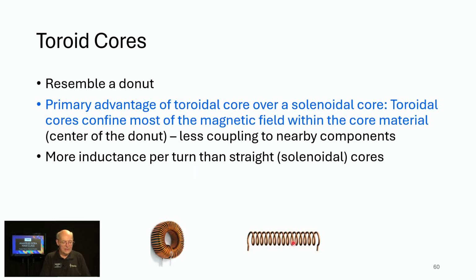So toroids. Here we've got the solenoidal form on the bottom, and a toroid, a donut. The primary advantage of a toroidal core over a solenoidal one is that it concentrates the magnetic field within the core material, so it doesn't radiate. You don't have as much of a problem with pickup in the components surrounding it. They also give you more inductance per turn than a straight solenoidal core. I can't describe the science behind that, but these are extremely popular in modern radios.